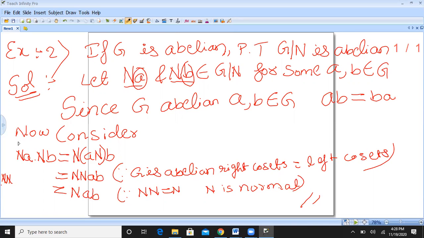After that we consider the values Na into Nb, N into a, N into b. This is by right coset equal to left coset. Now interchanging, we write N into N ab. N is equal to N by the normal subgroup property, NSG being normal subgroup. So it is equal to Nab. I'll take the next page.